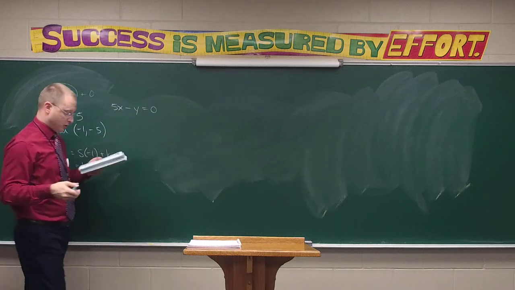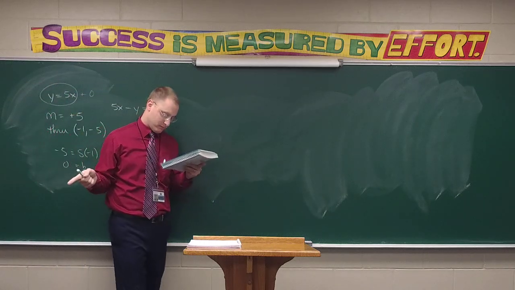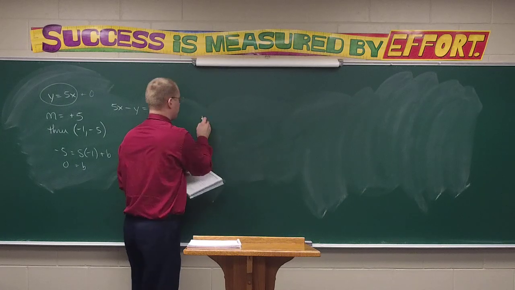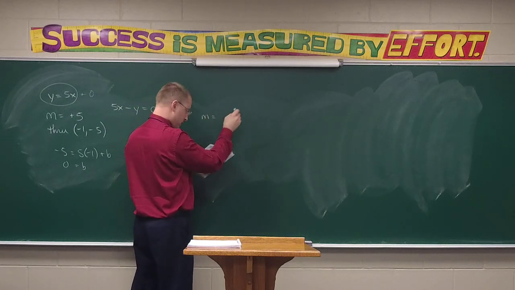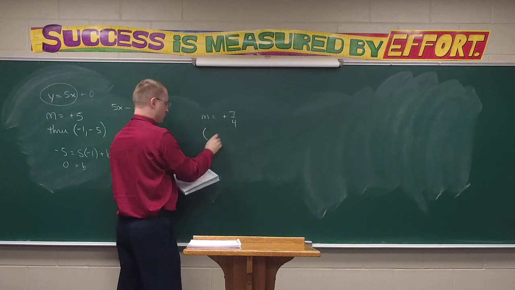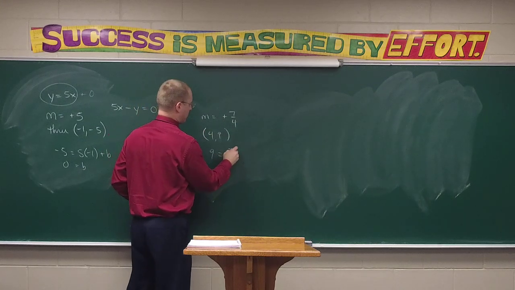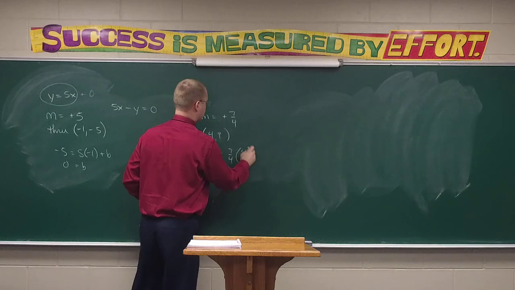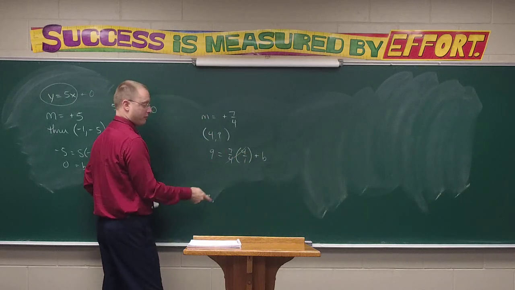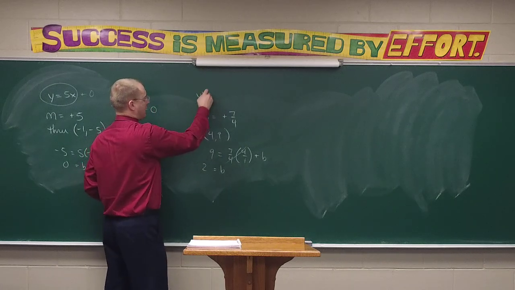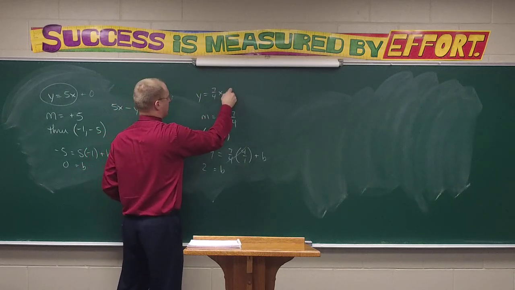Number 14. Their line has what slope, class? Negative 4/7. My line on number 14 has to have a slope of positive 7/4. And it goes through the point 4, 9. Again, y equals mx plus b. Canceled the 4. Subtract the 7 to get b equals 2. So y equals 7/4 x plus 2.